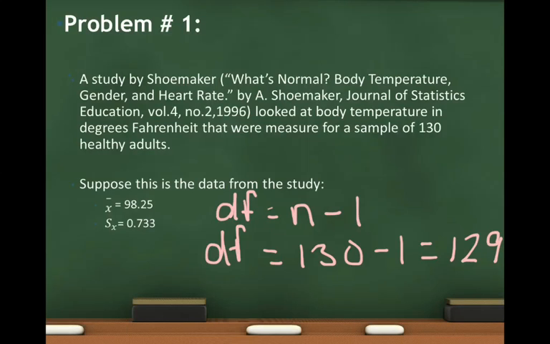What you should do is pause the video and write down our sample size, our degrees of freedom, the sample mean, and the standard deviation. So pause the video and write those down.